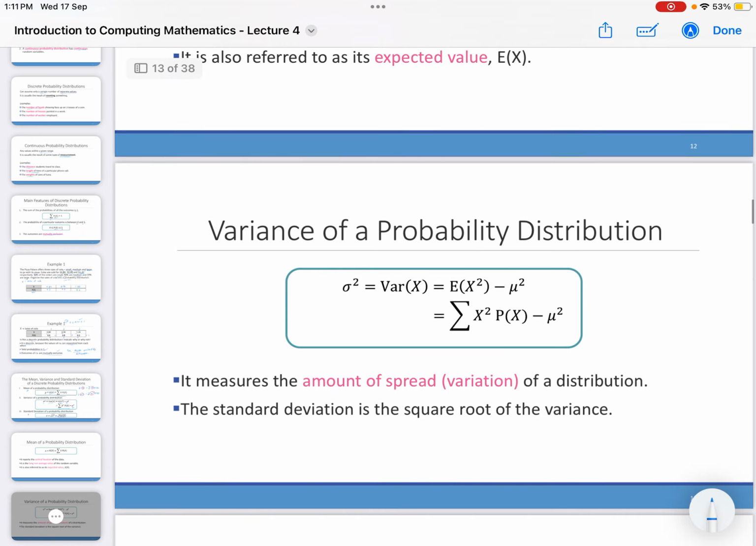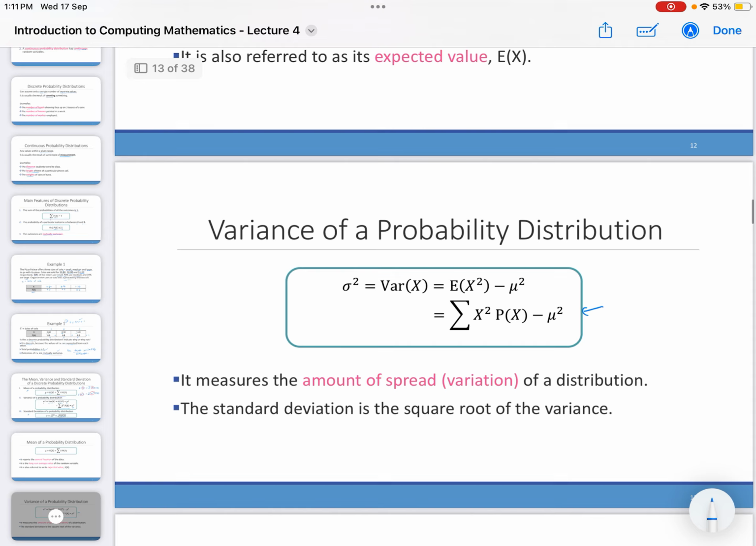Okay, what about variance of a probability distribution? So this is the formula, E of x squared minus mean squared, or sum of x squared times P of x minus mean squared. So variance actually measures the amount of spread or the variation of a distribution. And then the standard deviation is the square root of the variance.